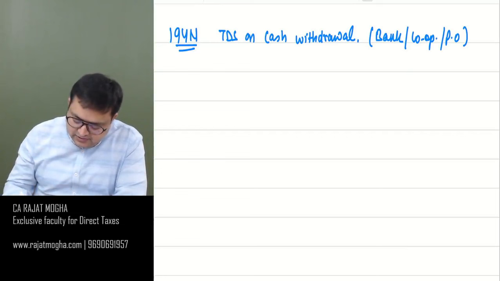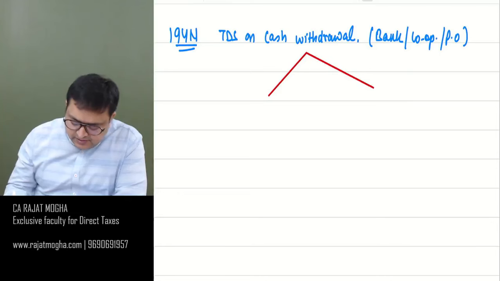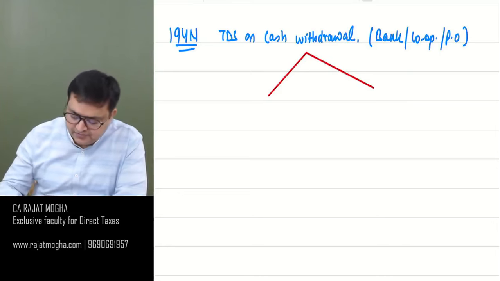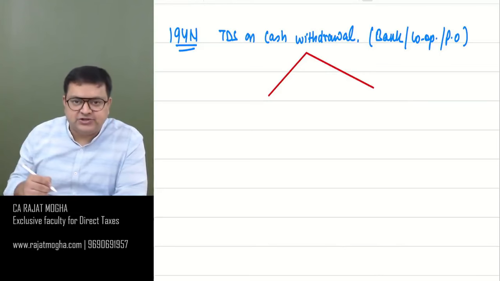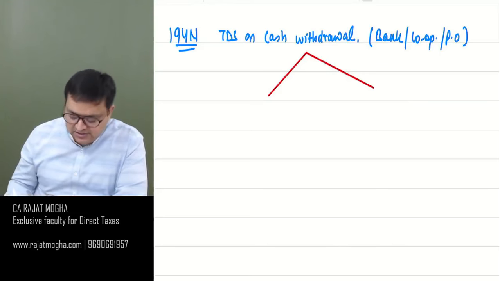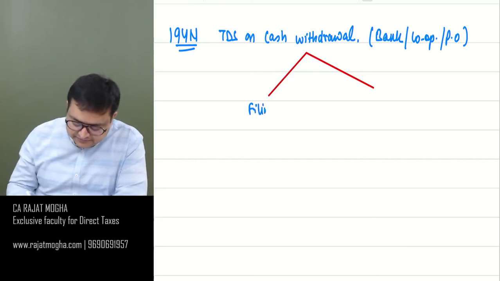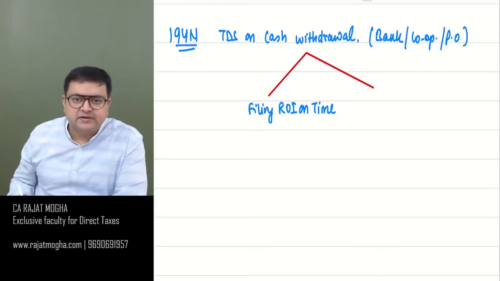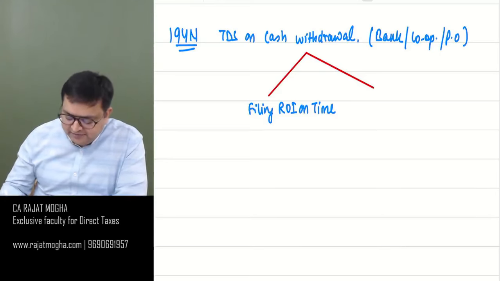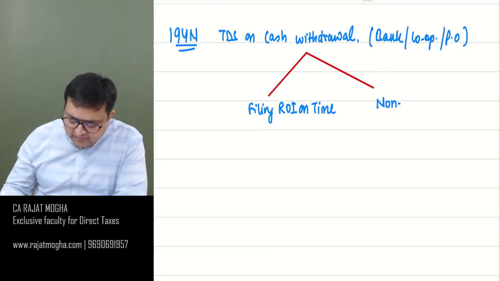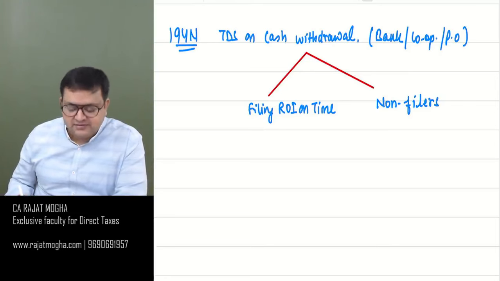Now, how much TDS would be applicable? It depends on the category which you belong to. If the assessee who is withdrawing the cash is filing ROI on time, then there is a separate rate. This is the first category. And if this person is not filing his ROI on time, these people are called non-filers.